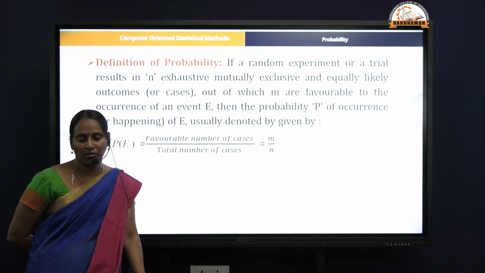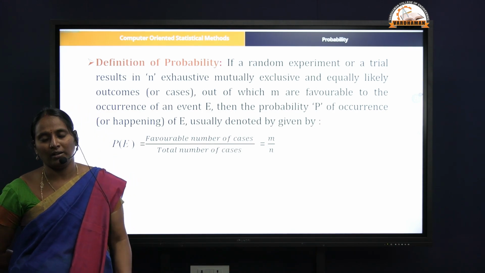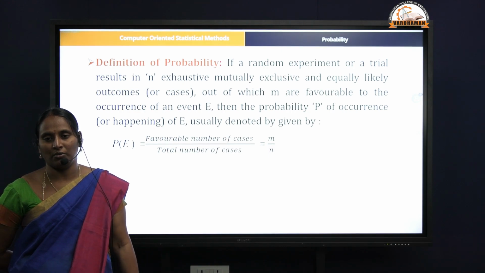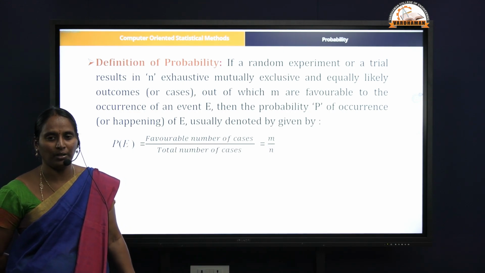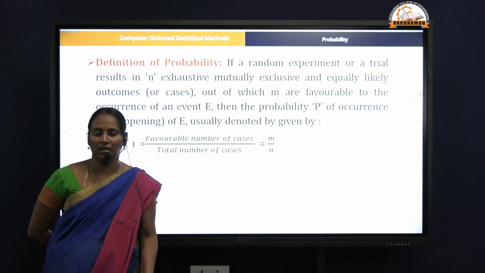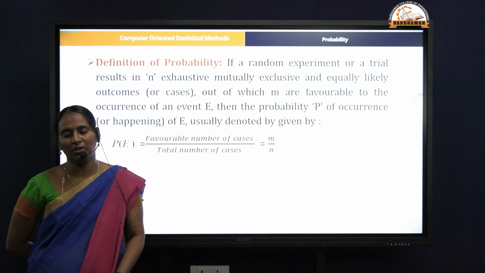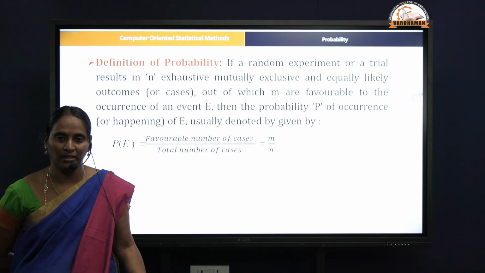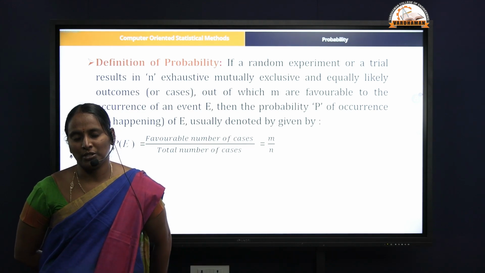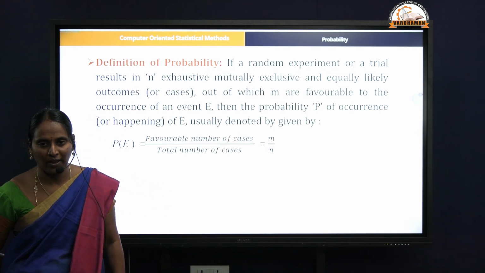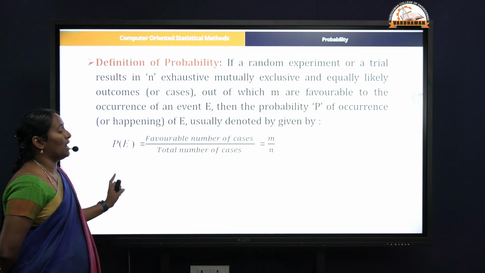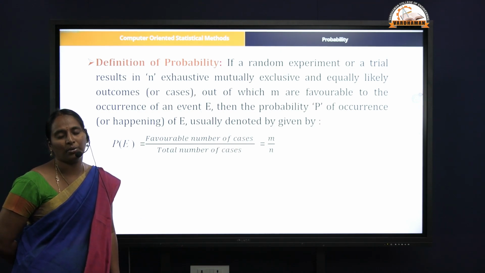In the 2020 corona situation, let us define the probability of a male person getting corona. We have only two cases: either the person is corona positive or negative. What is the favorable case? If it is positive, the chance is only 1 by 2. Now let us define the definition of a probability.